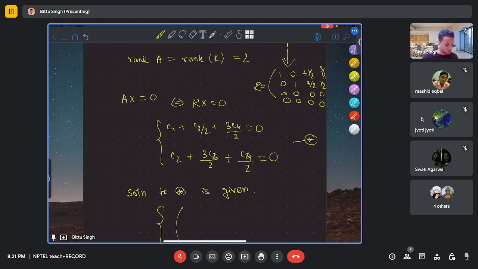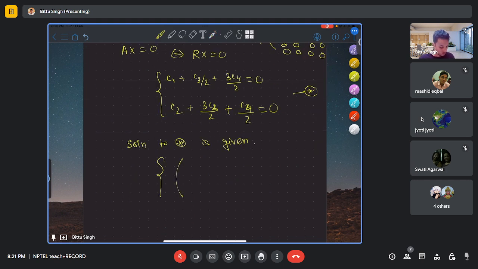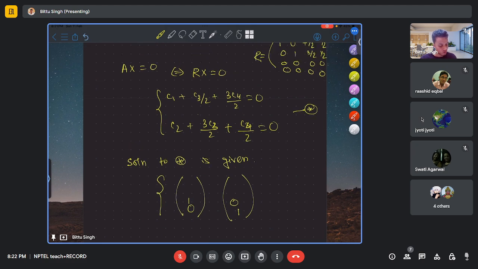So we can choose here the free, those are free columns, because pivots are only in the first and second columns. So third and fourth entry you can choose anything. You can choose 1 0 and 0 1 to be in third and fourth entry. So if you choose 1 0, what will be the solution? Put it in the equation.